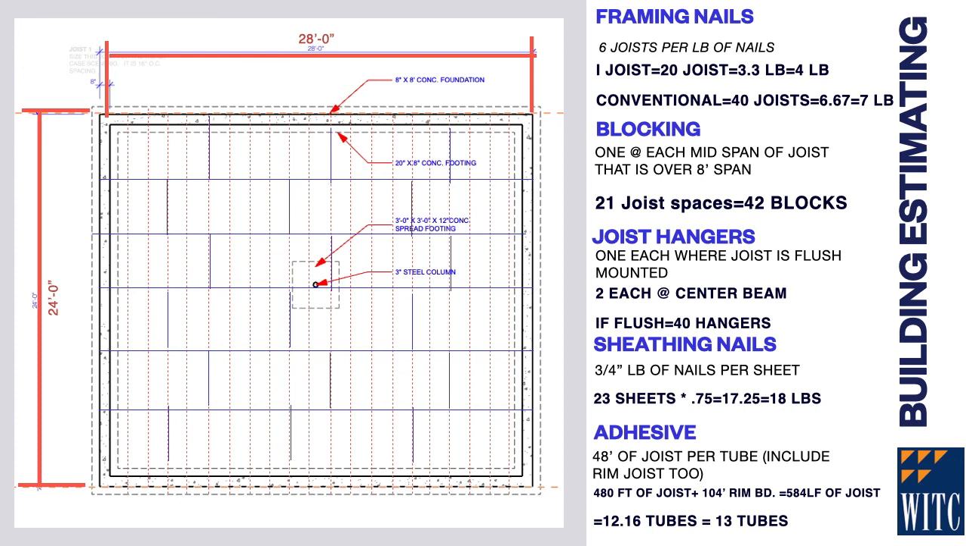And then the last thing that we figure out is our adhesive. Our adhesive is going to go on the top of every joist, and it's going to go on top of the rim board also. So in this case, we've got 20 joists that are 24 feet long, which is 480 foot of joist, and we've got 104 feet of rim board that go around the perimeter. We add those together, we've got 584 lineal feet of joist. If we take that and divide by 48 foot, that ends up being 12.16 or 13 tubes of adhesive for this floor system.